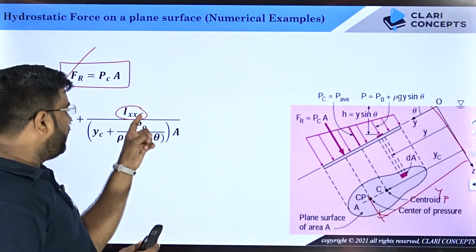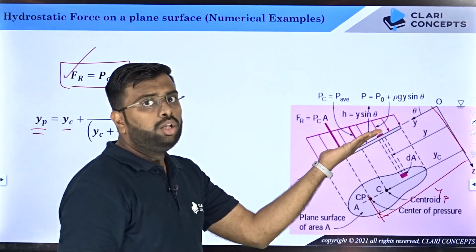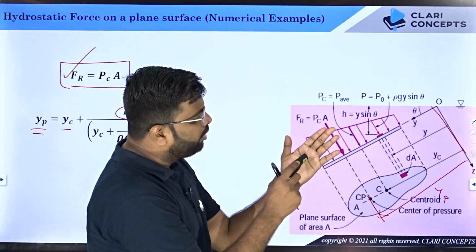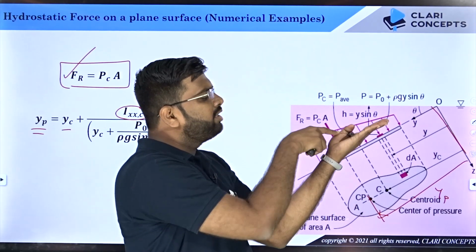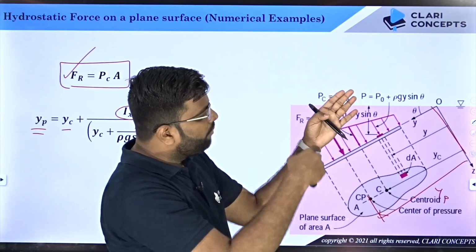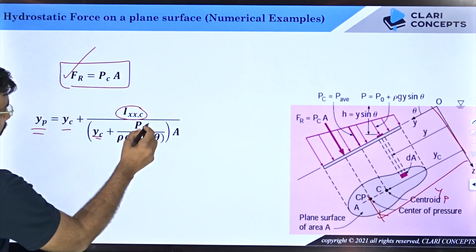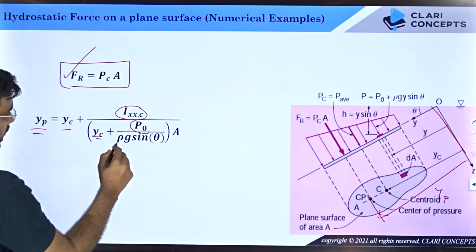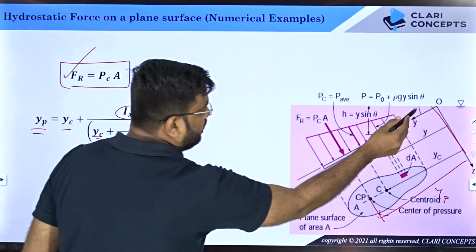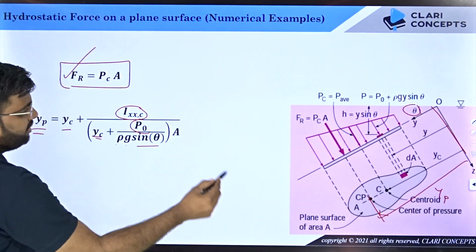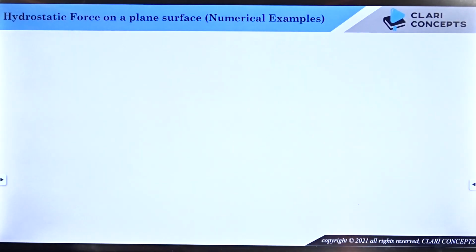Ixxc is the area moment of inertia of this particular plane surface through the centroid point. Let's say the centroid point is somewhere over here, and that too from the xx axis, that means the axis of my pen perpendicular to the board. From the top when you see it, it is something like this. Yc you know, Po is the pressure of the atmosphere, rho is the density of the fluid, g is 9.81 meter per second square, sin theta is the inclination angle, and A is the total area of this plane surface. Clear? Let us solve the numericals now.